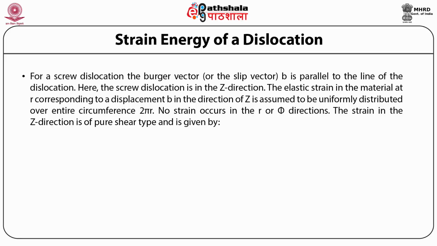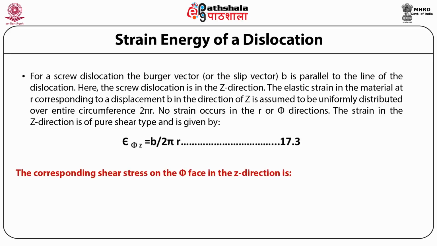The elastic strain in the material at r, corresponding to a displacement b in the direction of z, is assumed to be uniformly distributed over the entire circumference 2 pi r. No strain occurs in the r or phi directions. The strain in the z direction is of pure shear type and is given by epsilon phi z equal to b upon 2 pi r, given as equation 17.3.